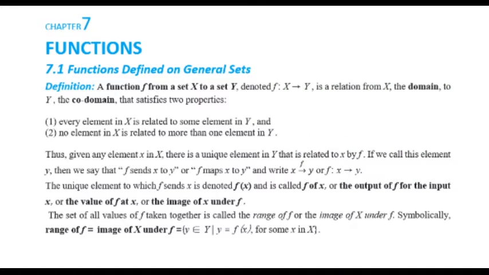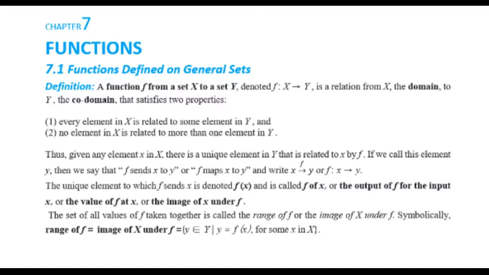Hello everyone, we'll start chapter 7, which is about functions, and section 7.1, which introduces the basic definitions about functions. We start with the definition of function. If you remember, we had defined a function when we were introducing relations in chapter 1. But now we define it in a more detailed way.